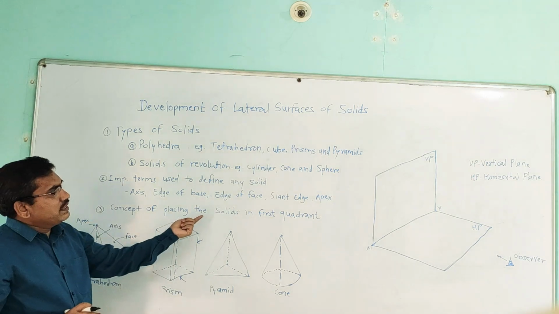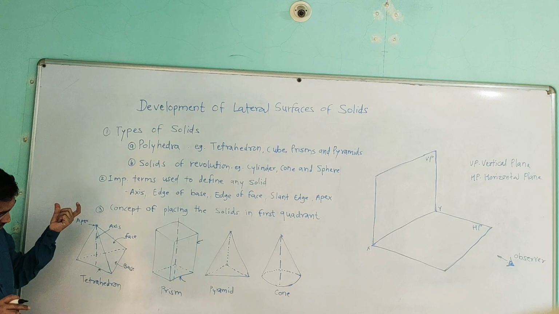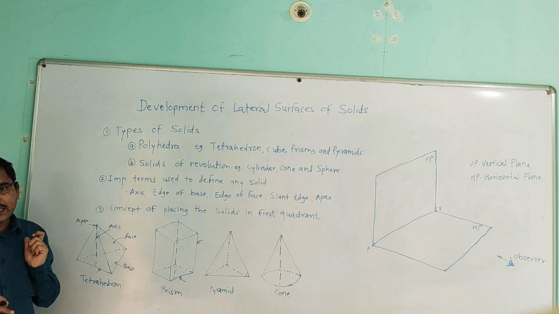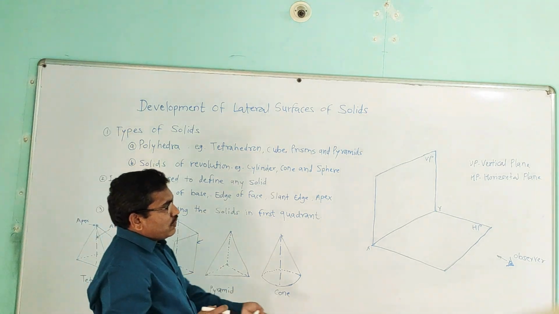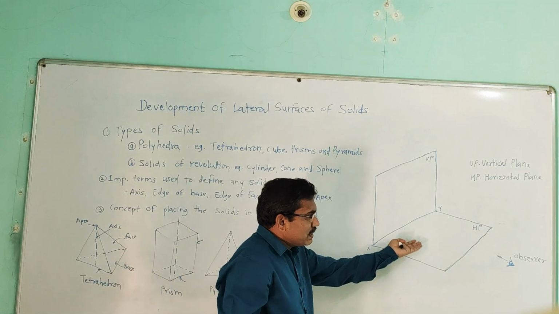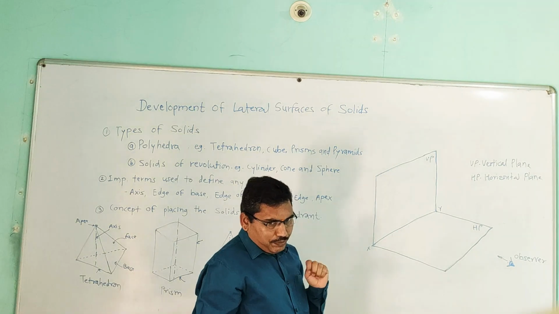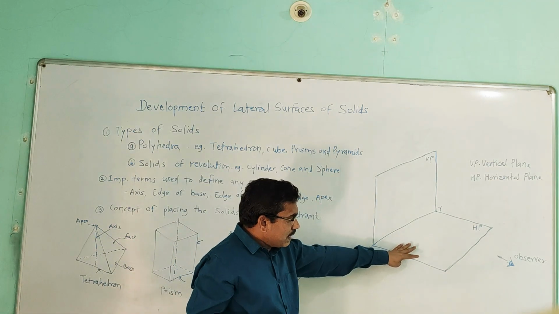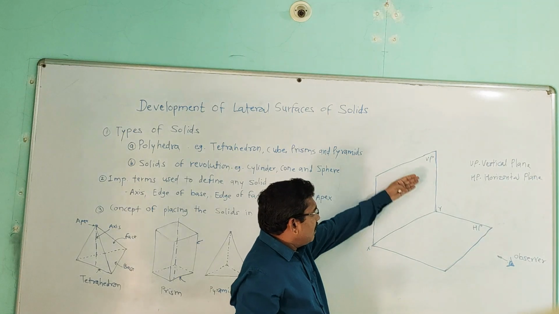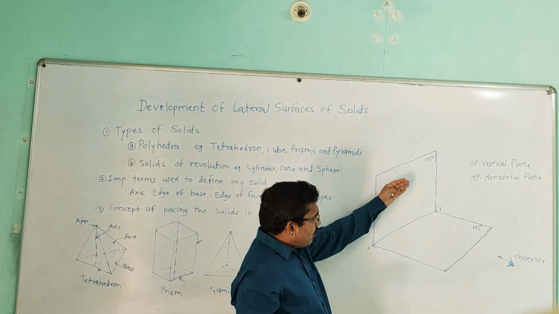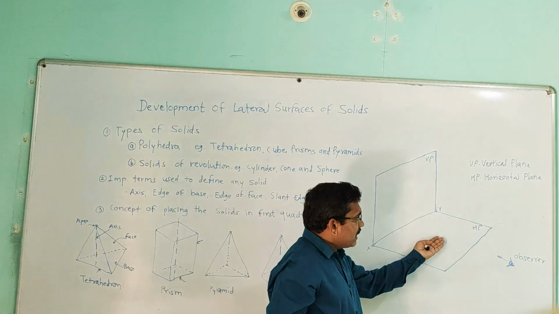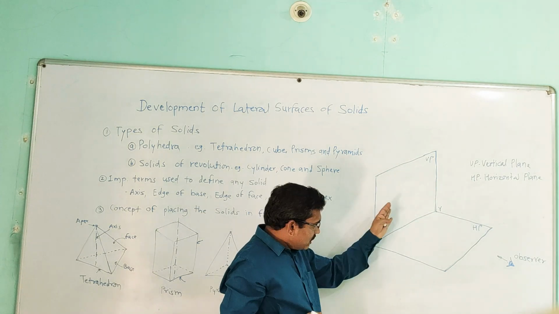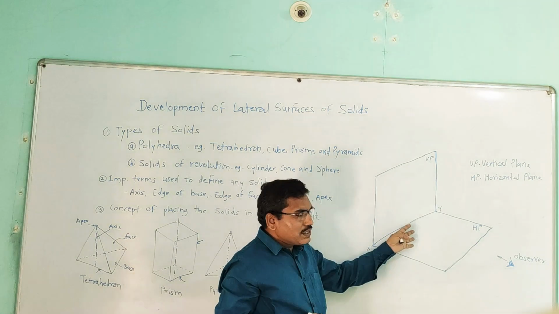Then the concept of placing the solid in the first quadrant. In this unit we assume that every solid is placed in the first quadrant, and that means its base is placed on the horizontal plane, it is resting on its base, and it is in front of VP. So any of these solids is always placed in the first quadrant. If you consider this as an observer, the plane which is vertical is called the vertical plane or VP. The plane which is horizontal is called HP or horizontal plane, and our object, that solid, is placed in the first quadrant. These planes divide the space, and this space is called the first quadrant.